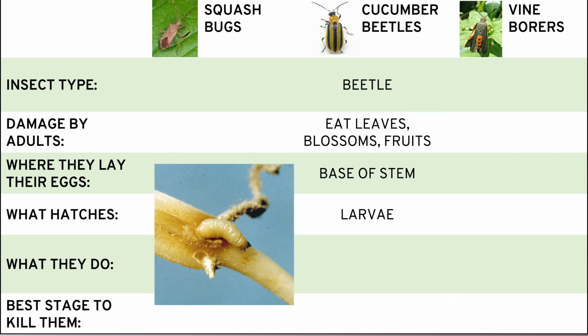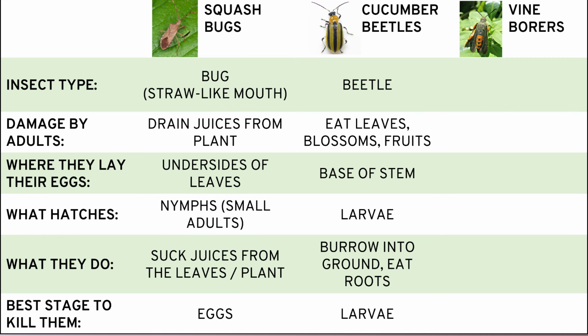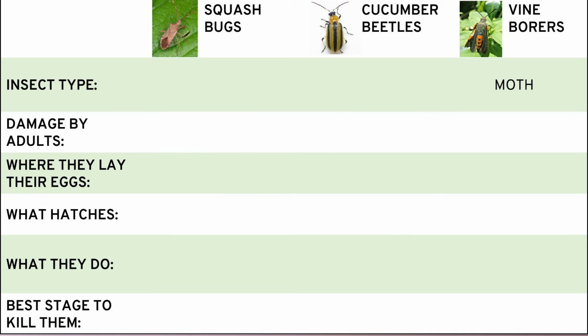And when they hatch, what comes out is larvae, right? So these are beetles, so their kind of baby stage is a completely different form. They come out as a wiggly, soft-bodied larvae, and they burrow into the soil where they eat the roots of your plants. That can cause some damage on its own. They then pupate in the soil, transform into a beetle, and climb out to continue the life cycle. The best stage to kill these guys is the larvae, and I'll talk about how to do that in a second.